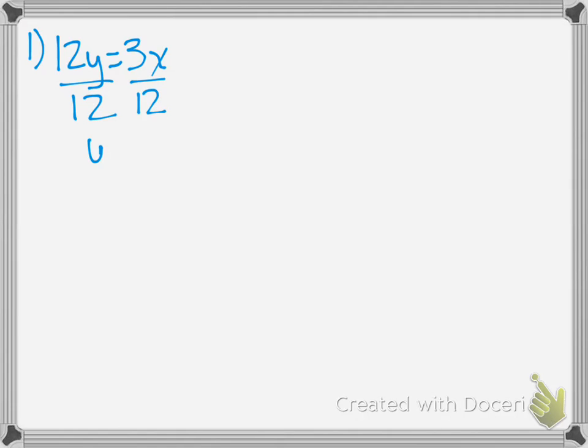So on the left we have y. On the right we would want to reduce this fraction to 1 over 4. So you can either write it as 1/4 x, or you could write it as x over 4. Either of those would be acceptable.